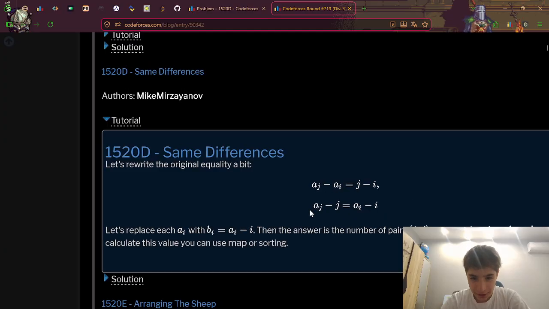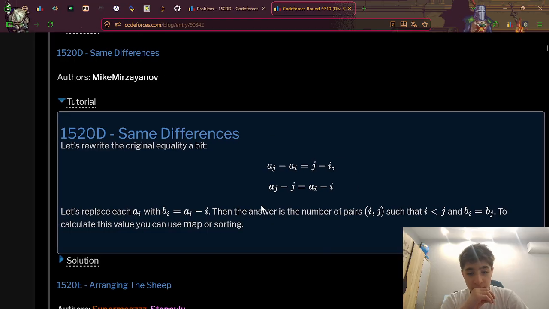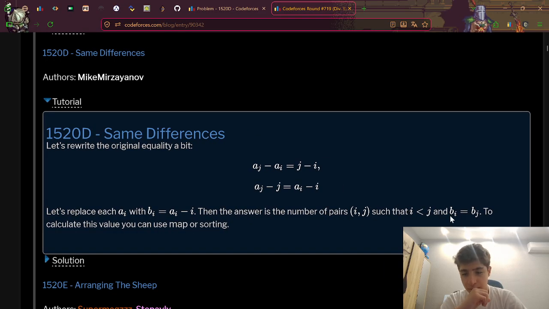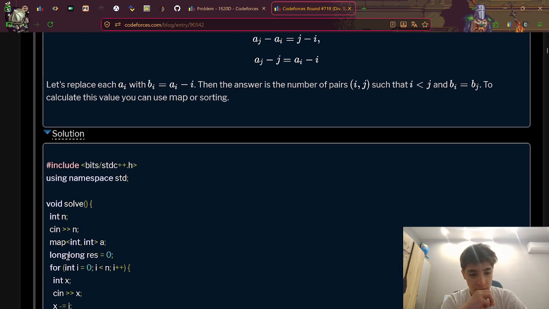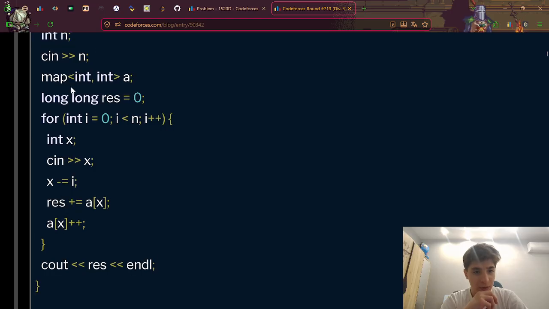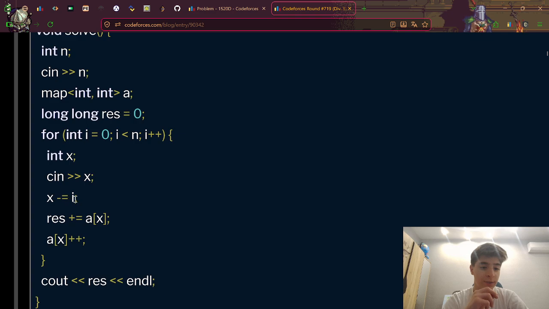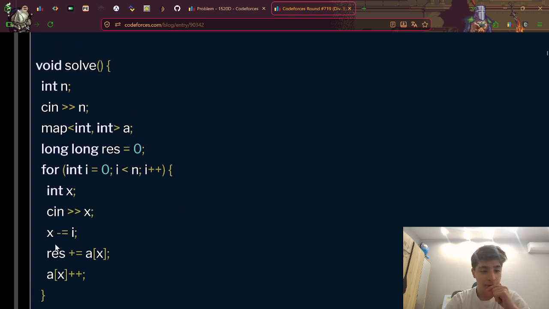Let's replace each A with B. Okay, the answer is the answer. So is it the same? Like, wait, yep, it's good. For example, in x and x minus y. Yep, it is. Map and rest plus ax, its count, and then ax plus plus.